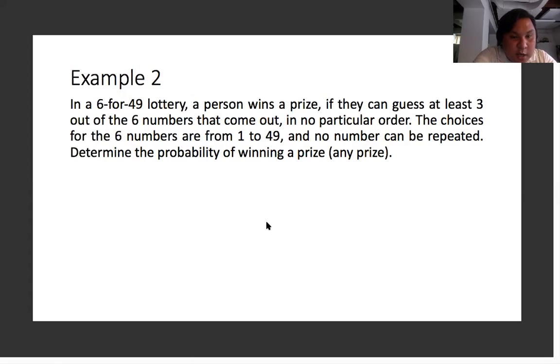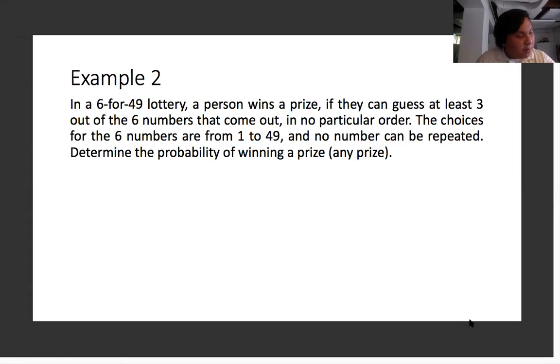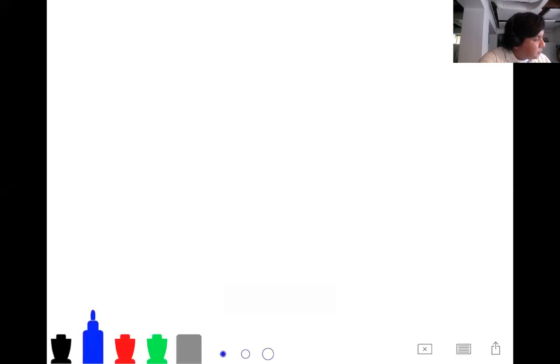Okay, now, first, as I mentioned, it's always easier to figure out the number of total possible results first. So again, we go to our trusty whiteboard. Okay. So take note, for a person to win, they need to be able to choose 3 out of the 6 numbers correctly that did come out. So the first thing we need to figure out is how many ways, or how many possible combinations is possible?